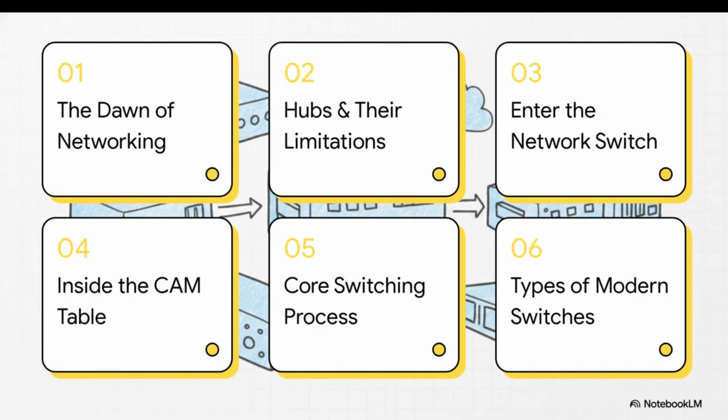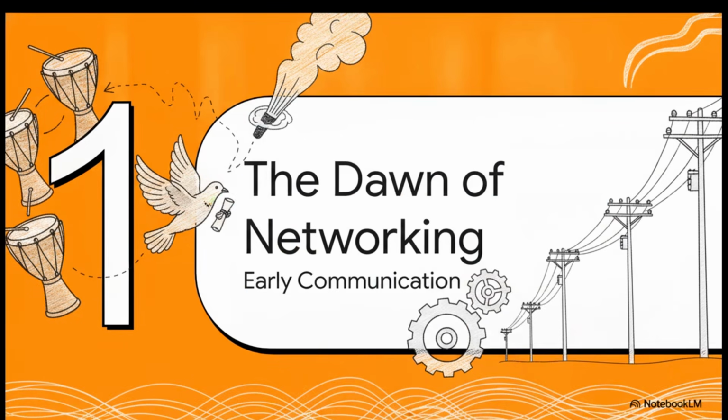All right, here is our roadmap for this explainer. First up, the dawn of networking, followed by hubs and their major limitations. Then, enter the network switch. We'll peek inside the CAM table, break down the core switching process, and wrap up with the types of modern switches out there.